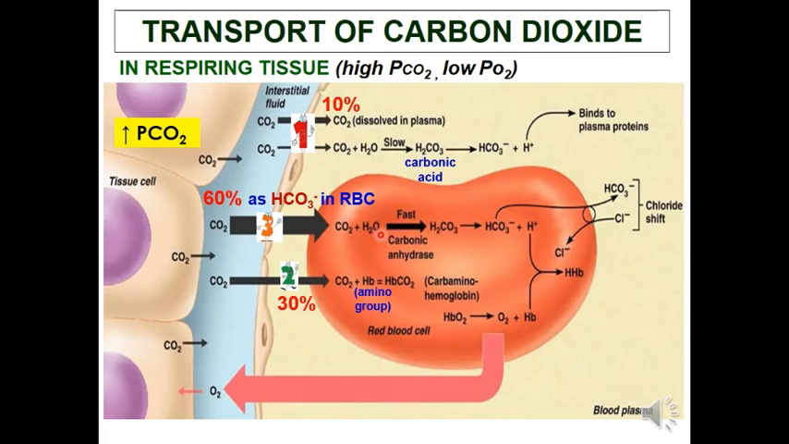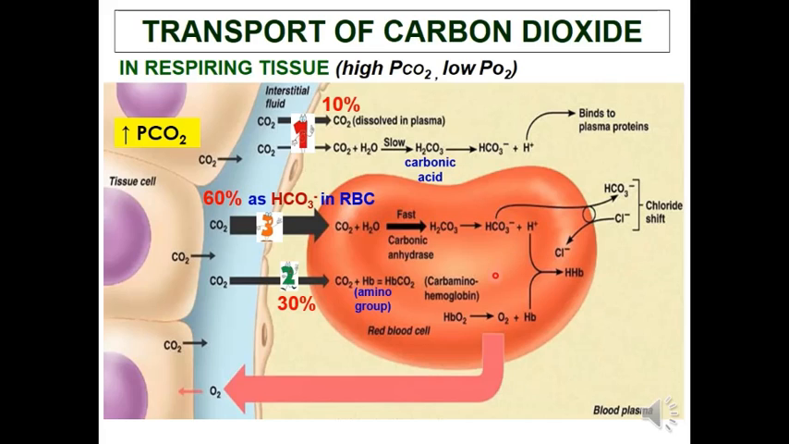And this carbon dioxide that moves out from the respiring tissues will enter blood capillaries through the capillary walls, then enter the red blood cell or erythrocyte. In the red blood cells, carbon dioxide will combine with water and form carbonic acid, catalyzed by carbonic anhydrase. After that, this carbonic acid will dissociate to form bicarbonate ion and hydrogen ion.